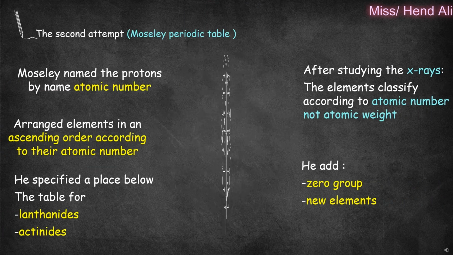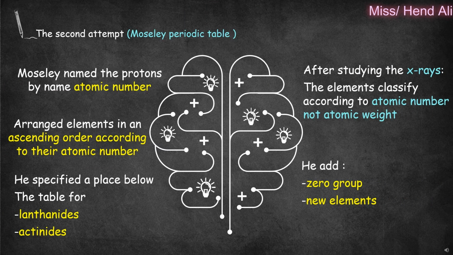The second attempt is Moseley's periodic table. Moseley named the protons count by the name of atomic number. So who named it the atomic number? Moseley. After studying the X-ray properties, he discovered that the elements are classified according to the atomic number, not the atomic weight. And so he arranged elements in ascending order according to their atomic number. So he added lanthanides, actinides, zero group, and new elements that were discovered after Mendeleev.